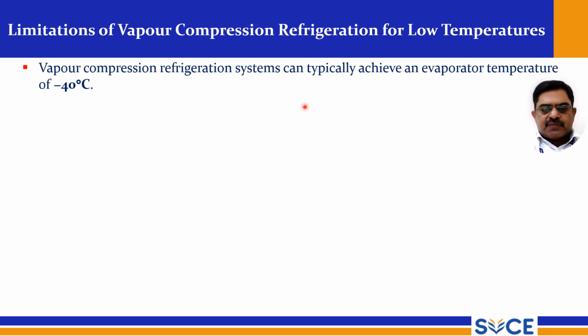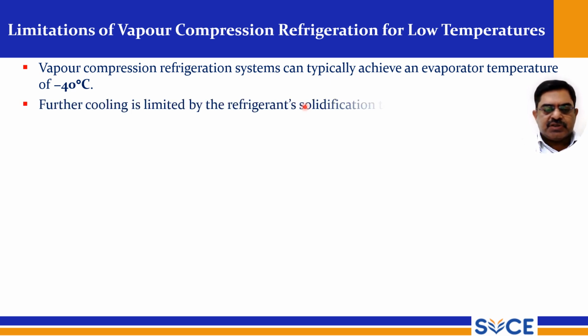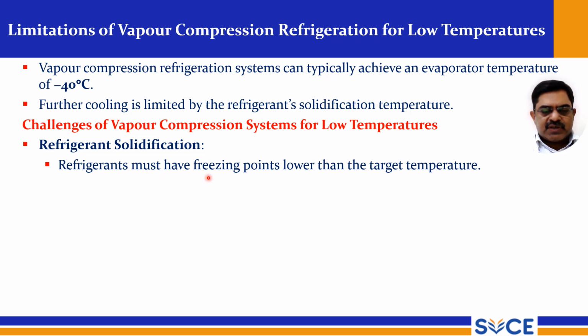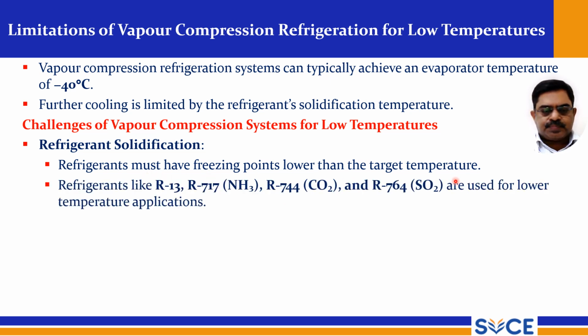The vapor compression refrigeration systems can typically achieve an evaporator temperature of minus 40 degree Celsius. Further cooling is limited by the refrigerant solidification temperature. So challenges of vapor compression system for low temperatures are the refrigerant solidification, and refrigerants must have freezing points lower than the target temperature.